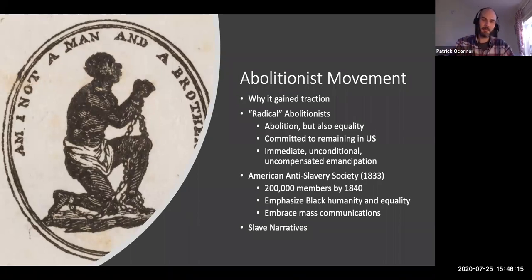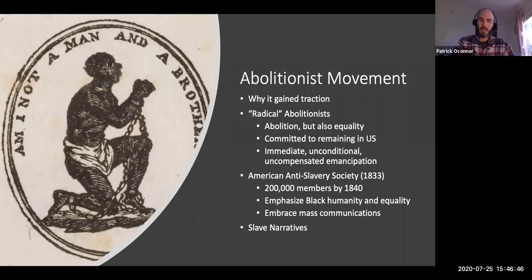And then the last spark for the abolitionist movement is, of course, as I've already said, free Black politics really taking off. Free Black politics really concentrating around an identity, a single African American identity, and because slavery had ended in northern societies, free Black people felt empowered to challenge slavery elsewhere. Okay.